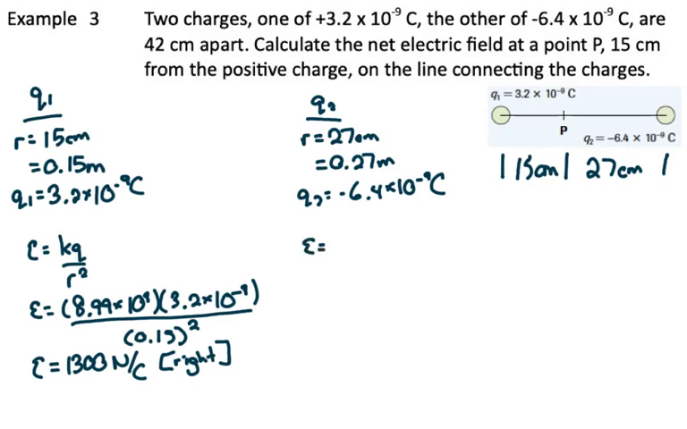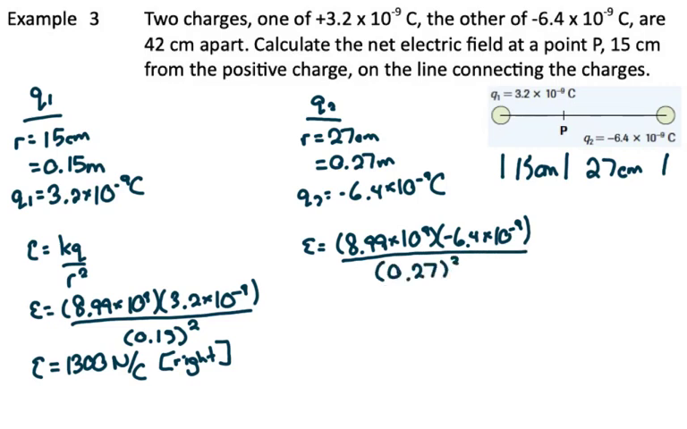Calculating the field strength, KQ over R squared, 8.99 times 10 to the 9th times negative 6.4 times 10 to the negative 9th, which is over 0.27 squared. Working that out, again 2 sig figs, we get negative 790 newtons per coulomb. Or assigning a direction, that would be positive 790 newtons per coulomb to the left.